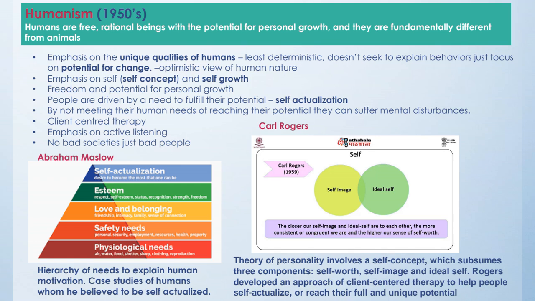So by not meeting our human needs of reaching our potential, we're all striving to reach our potential, but by not meeting those needs, we can suffer from mental disturbances. So the approach of humanists really, it's quite critical when we come to how we deal with different psychological disorders.